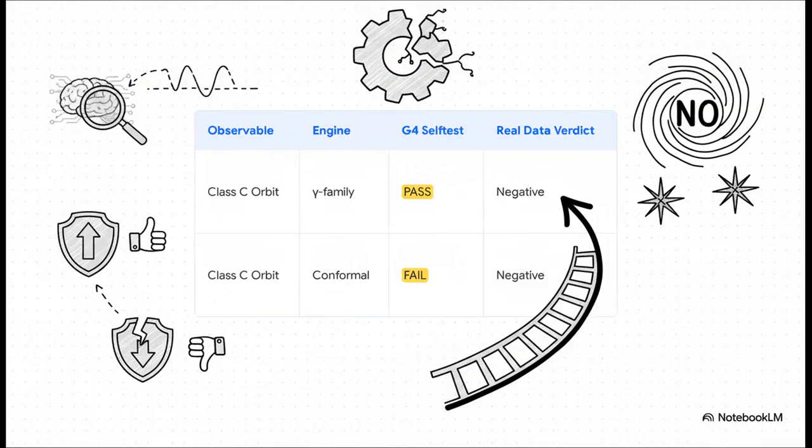This table really ties it all together. Let's focus on our problem observable. We see the conformal engine fails its self-test, sure. But look at the original Gamma family engine from papers 19 through 22. On this exact same ladder, it passes its own calibration test. And here's the most important part. Both engines, independently, return a Feigenbaum negative verdict on the real data.